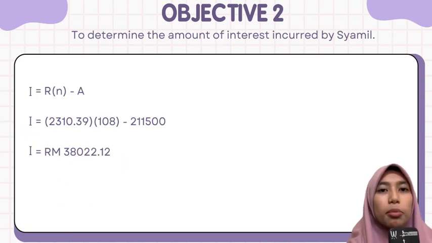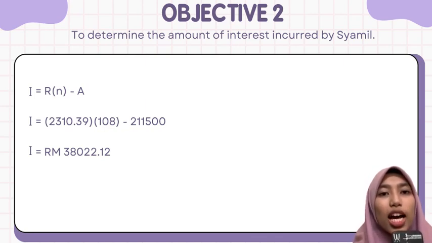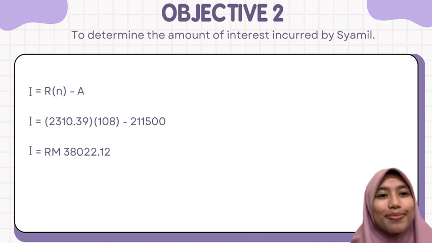Objective 2, to determine the amount of interest incurred by Syamil, we use formula I, which is I equal to R multiplied by N minus A. We put all the info we had, it is I equal to RM 2,310 ringgit 39 cents multiplied by 108 minus RM 211,500, and we get I equal to RM 38,022 ringgit 12 cents.